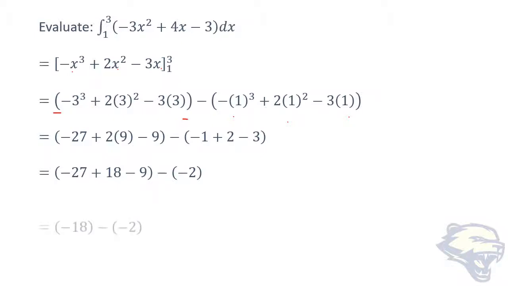In the front, we keep simplifying. We get negative 18 minus negative 2. So that just gives us negative 16.